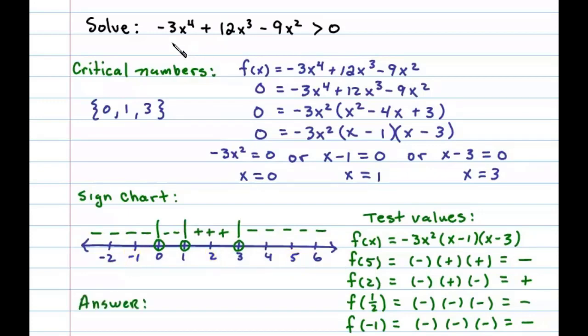And in this case, we're asked to find the x values for which this polynomial is greater than 0. In other words, where is it positive? So from the sign chart, we can see that the x values between 1 and 3 result in positive values. And so the answer is all the x values between 1 and 3.